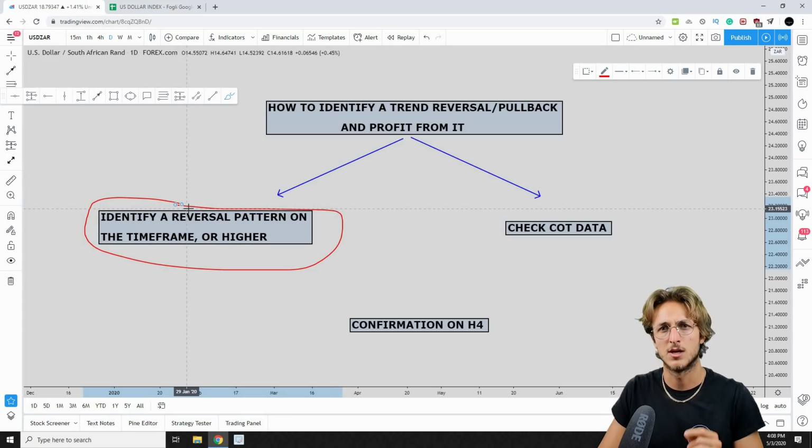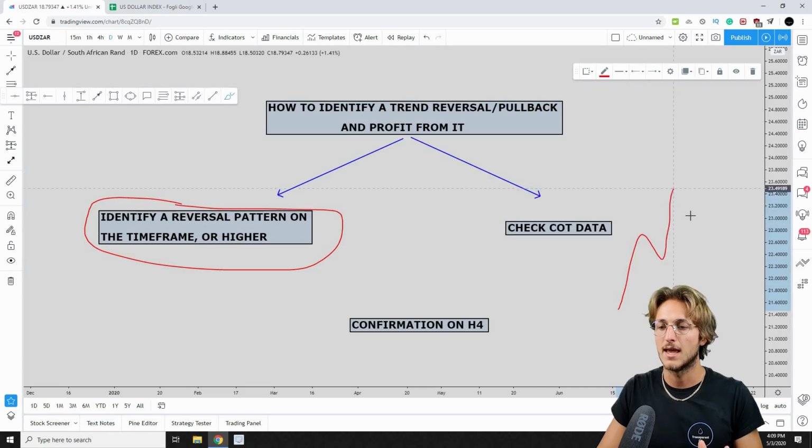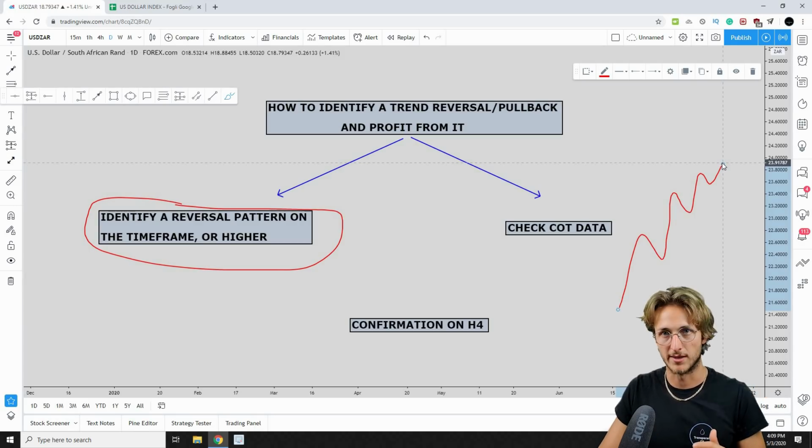Why did I say this? First of all, what do I mean, identify a reversal pattern on the time frame? So if you're looking, for example, at the daily time frame, you have to check for a reversal pattern on the daily or on higher time frames. So if you are on the daily time frame and you see an uptrend, you have to be looking for a reversal pattern either on the daily time frame or on higher time frames like the weekly or the monthly. Okay, this is the first very important topic.